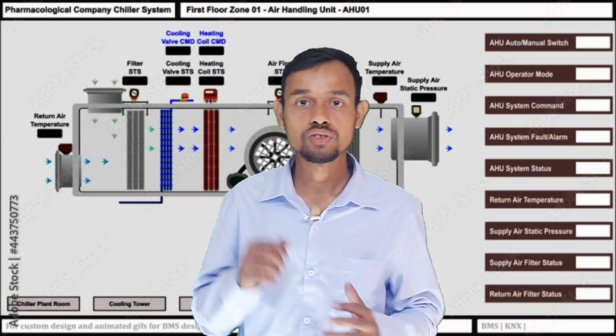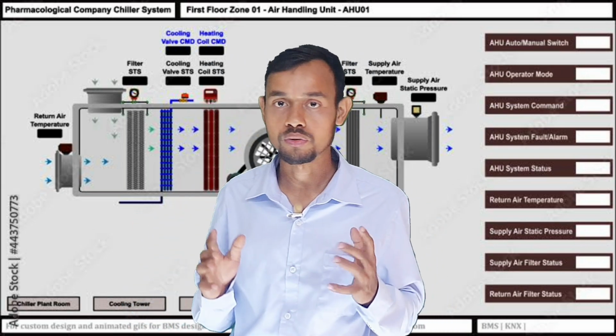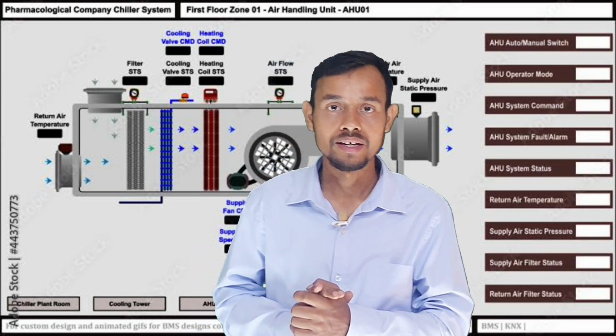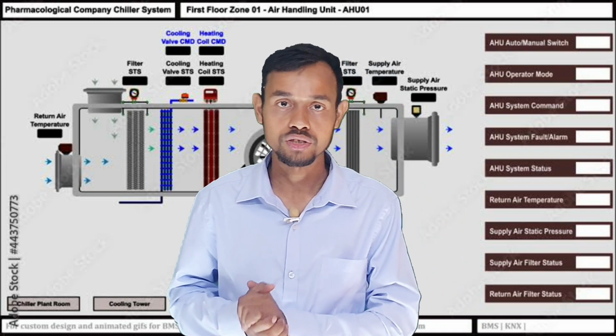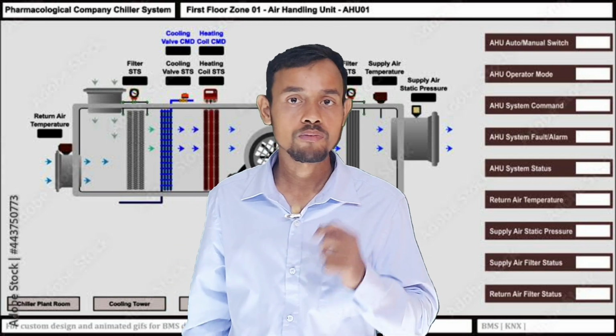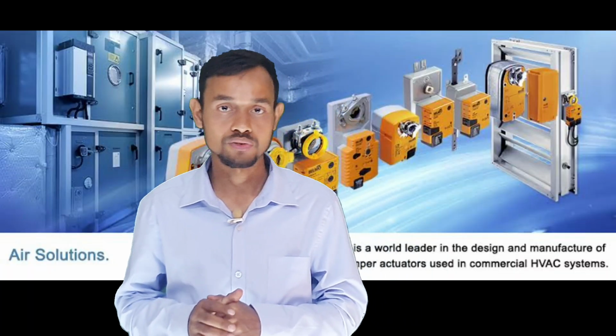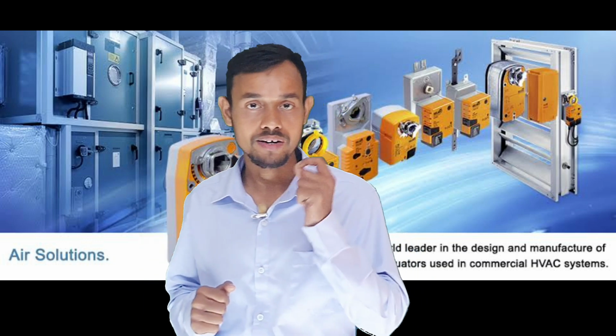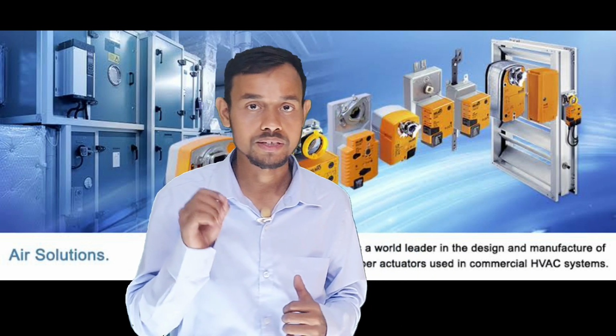The AHU control system can also be controlled and monitored by the BMS. Some BMS controls are attached to the AHU. Next are damper actuators, control valve actuators and differential pressure switches. So let's look at the damper actuator, control valve actuator and differential pressure switches.